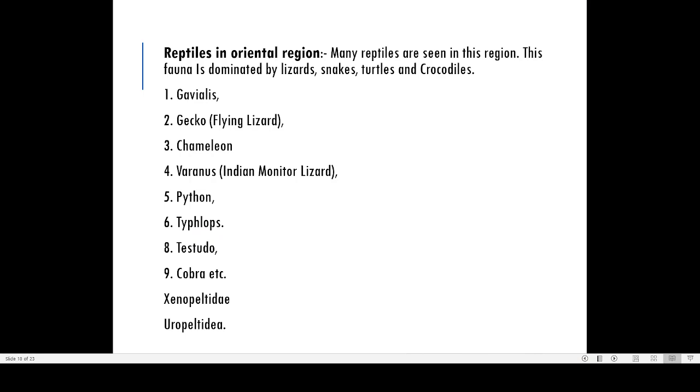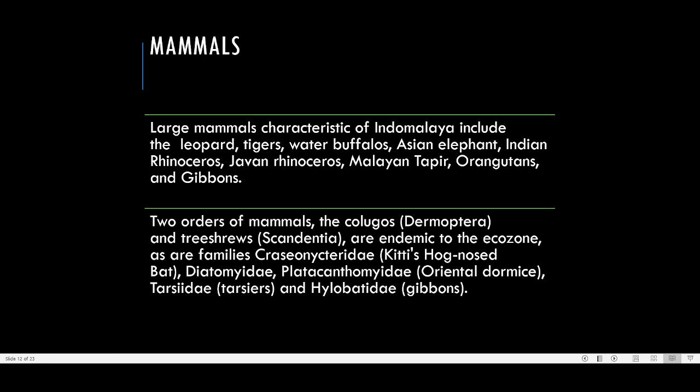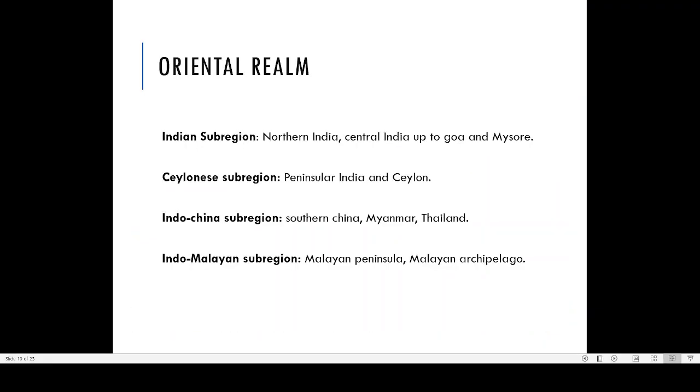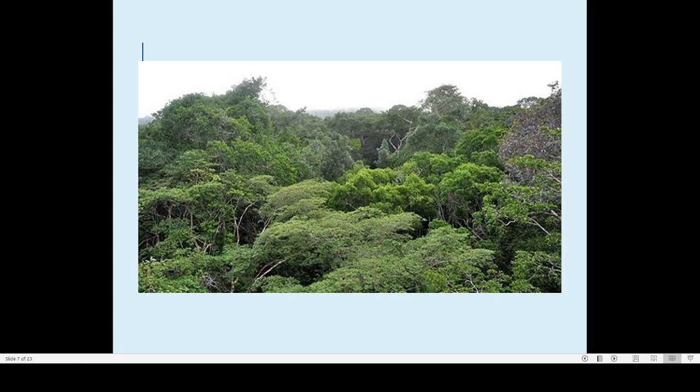Then amphibians, reptiles, and mammal species are present here. So this comes to the end of our presentation. Under the Oriental region, you have to remember the important faunistic animals or fauna present in the Oriental region, the major subdivisions into different sub-regions, like 4 sub-regions. And you also have to keep in mind the important physical features of the Oriental region.